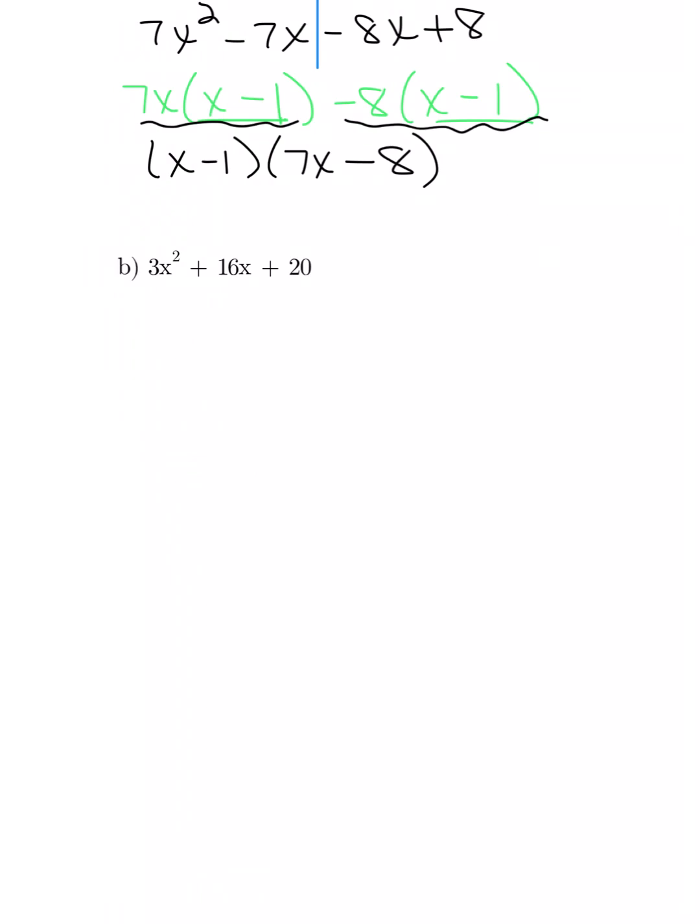On the problem 3x squared plus 16x plus 20, start by doing your a times c. We're going to take 3 times 20 and get 60. Now we want to look for something that multiplies to equal 60 and would add or subtract to equal 16. That would be 10 times 6. So we are going to use 10x and 6x. And since our 16x is positive, both of these factors will be positive.